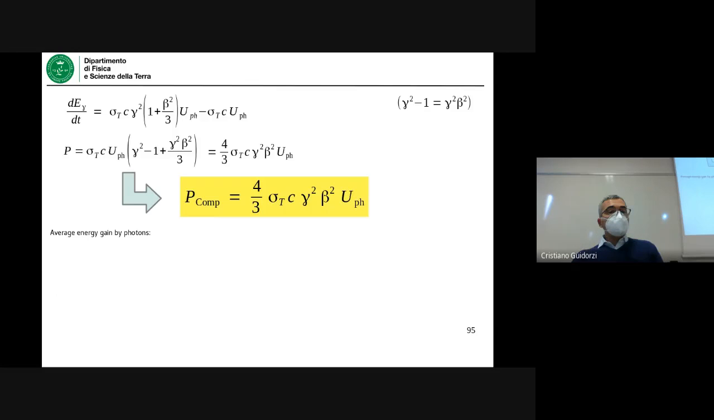Now let's work out another quantity, which is the average energy gain felt by the photon. Okay, so the electron loses energy, of course, and the photons, on average, gain energy, but each photon gains a different amount of energy.